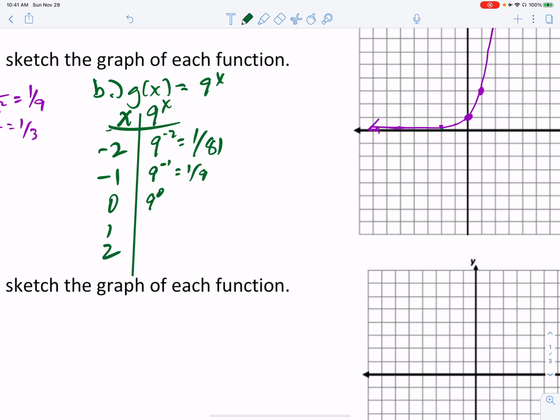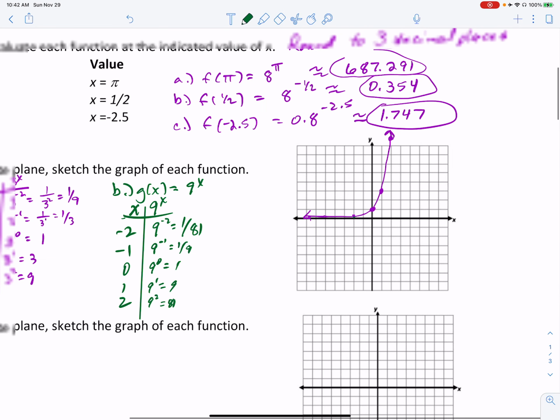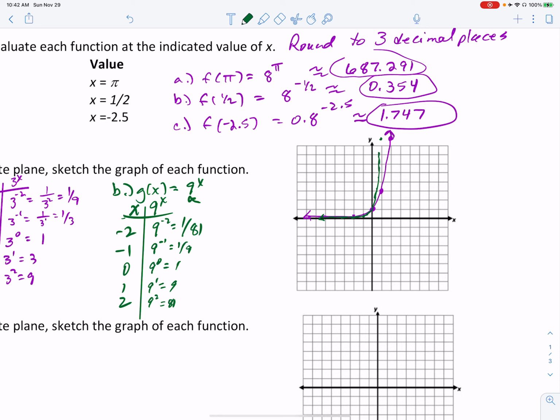And 9 to the 0th is 1. And 9 to the first is 9. And 9 squared is 81. And so when you go to plot this, when that base of 9 is higher, it actually is below to the left. At 0, 1, they agree. So it's kind of going in between there. It's kind of hard to show that. And then to the right 1, I'm up at 9.